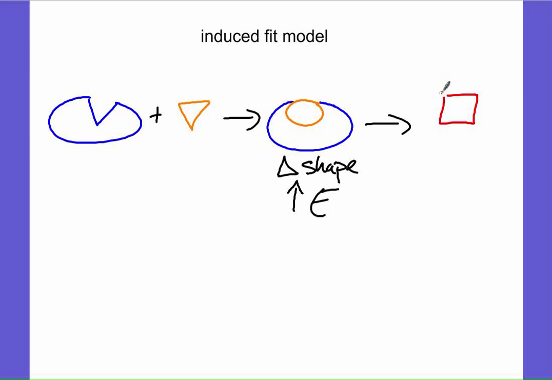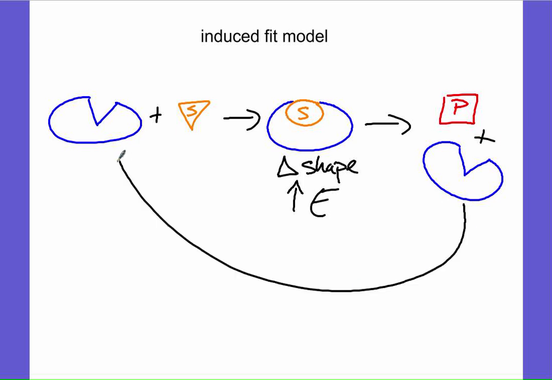But now it's a different thing. I use a different color because now I have my product as opposed to my reactant or my substrate. I've changed that into a product. And again, that enzyme's conserved. It's going to go back to that original state where it's got the notch that fits the substrate. It can again go back and find a new substrate to change into a product.